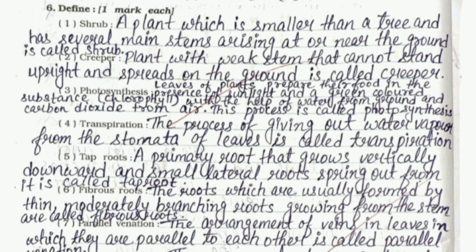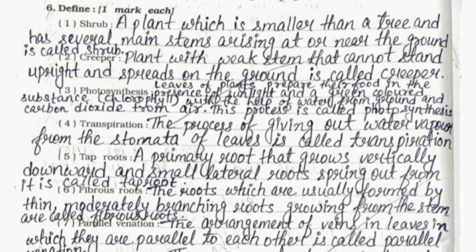Fifth, taproots. A primary root that grows vertically downward and small lateral roots spring out from it is called taproot. Sixth one, fibrous roots. The roots which are usually formed by thin moderately branching roots growing from the stem are called fibrous roots. Seventh, parallel venation.